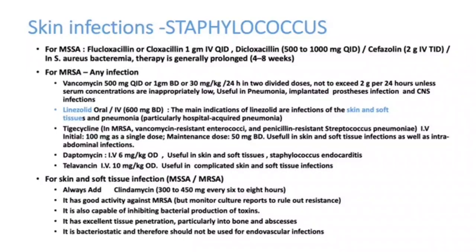Now, whenever there is a severe skin infection, always add clindamycin, because these patients can go to toxic shock syndrome because of toxicity produced from the infection. So to stabilize these toxins, clindamycin will be a good choice. So always go for clindamycin along with flucloxacillin or MRSA treatment. Clindamycin dose is 300 to 450 milligram every 6 to 8 hours.